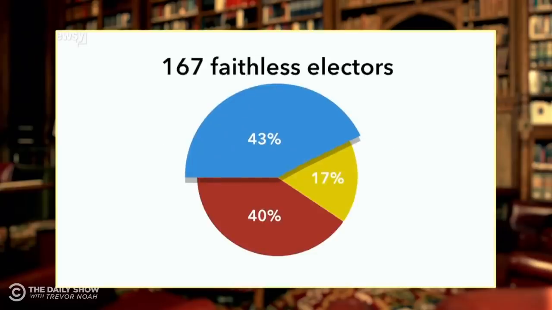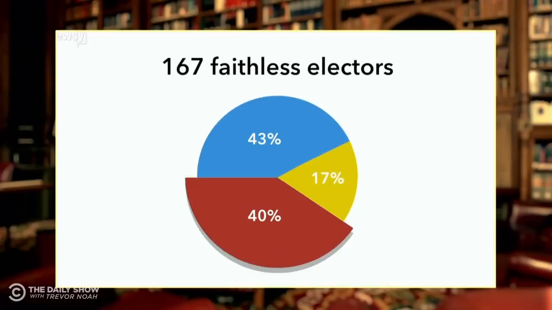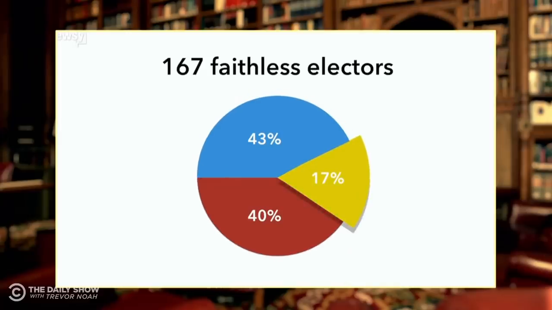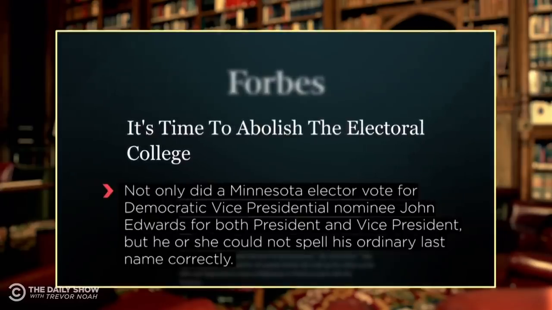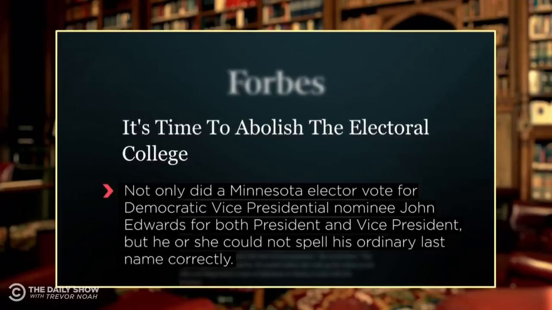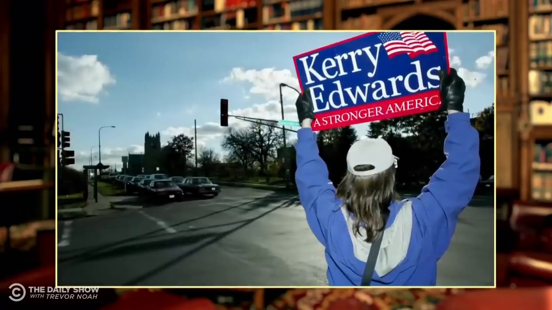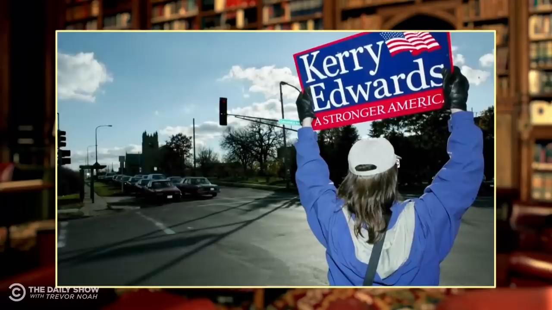43% changed their vote because the candidate they were supposed to vote for died before the Electoral College could vote. 40% chose to vote for the candidate they wanted rather than matching the popular vote. 17% either didn't vote or cast an abnormal vote. In the 2004 election, rather than casting their vote for John Kerry, an unknown elector cast their vote for Kerry's VP, John Edwards, and also misspelled Edwards' name as Edwardss.